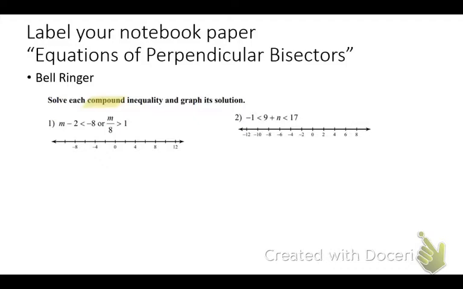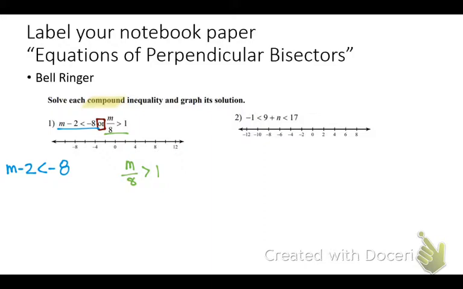Here we go. So, in number 1, what kind of sticks out to you about this problem? It says or. There's letters, but there's the word or. So this means there's 2 different problems, so you need to separate them. So take the first one, which is m minus 2 is less than negative 8. And the second one will be m over 8 is greater than 1. We will solve them individually, graph them together.